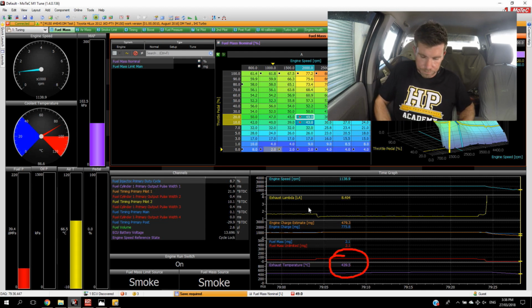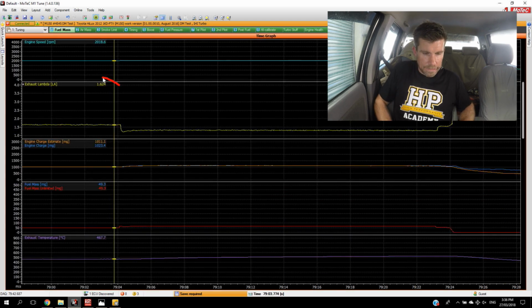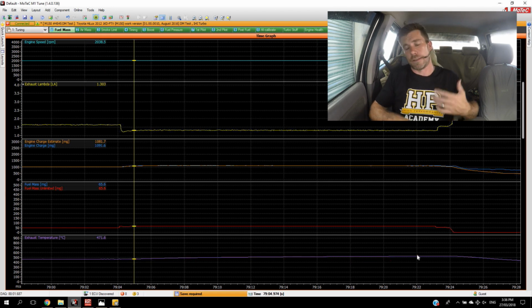At the same time, if we just look at our time graph here, I'll just enlarge that. And if we look at our lambda here, before I increased the fuel delivery, we were sitting at 1.6 lambda. After I increased the fuel delivery, we dropped from 1.6 to 1.3 lambda. And you can see straight away the trend in our exhaust gas is starting to move up from the point where I increased that fueling.